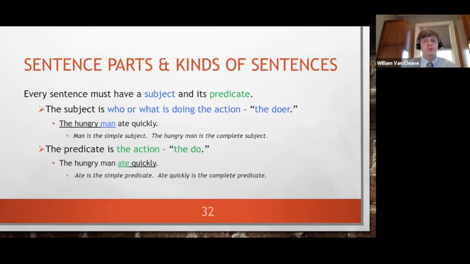So the subject is who or what is doing the action, or the doer. In the sentence, the hungry man ate quickly, man is the simple subject, and the hungry man is the complete subject. Don't worry too much about the complete subject. We're really going to focus on the simple subject. And if you look down at the bottom in the green, the hungry man ate quickly. Ate is the action or the do. That's my simple predicate. So you've got to have a subject and a predicate to have a sentence, basically.